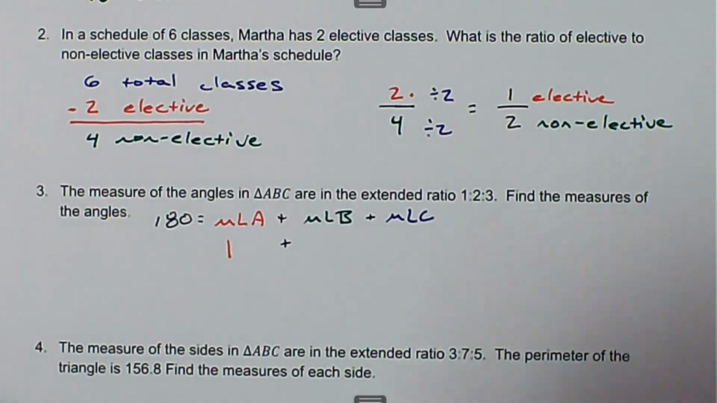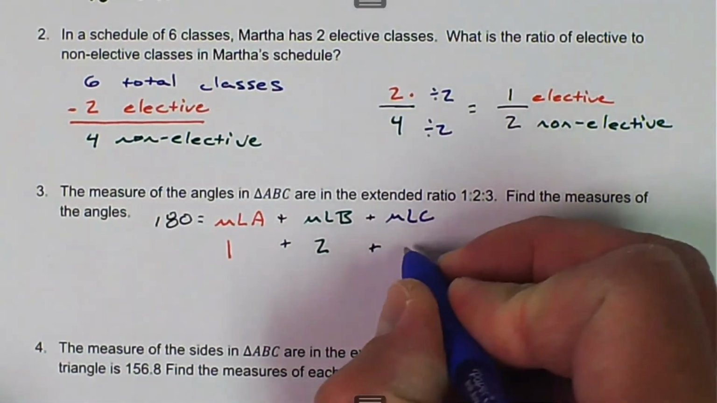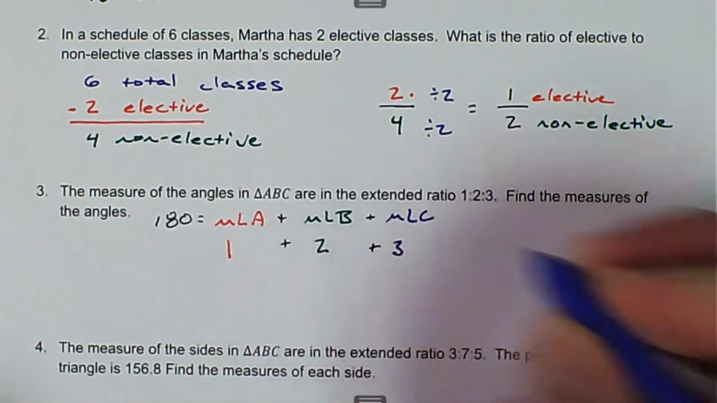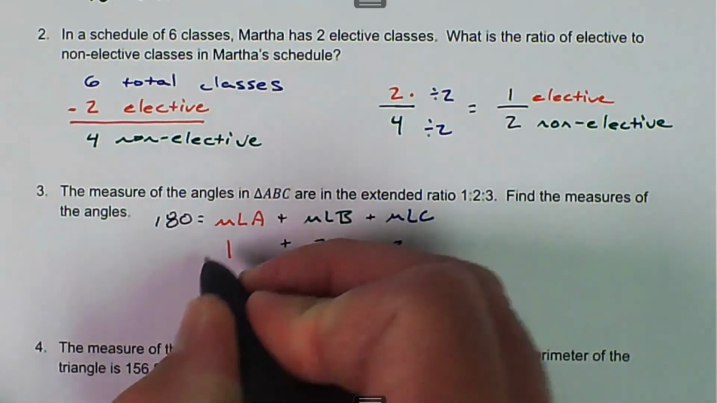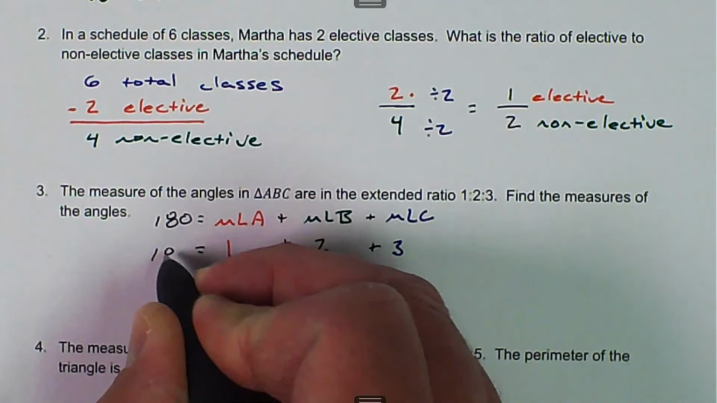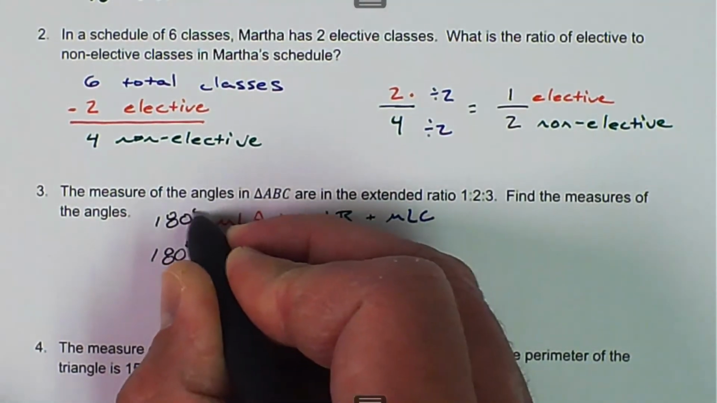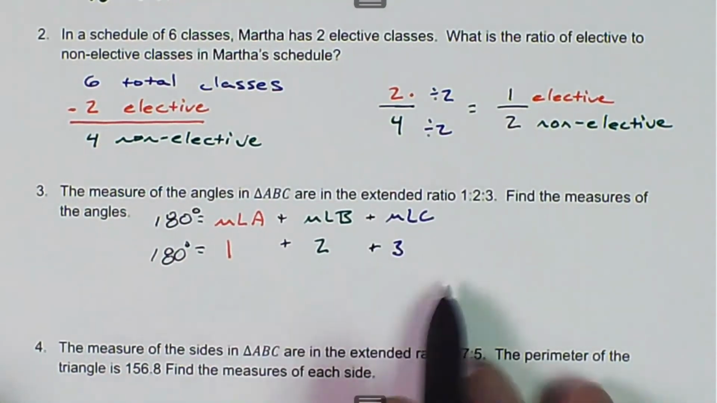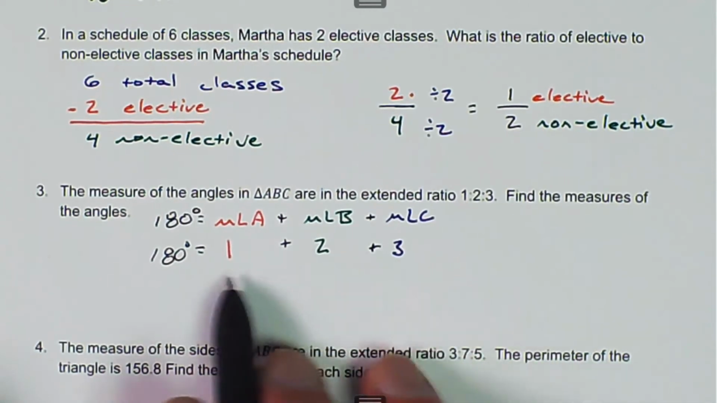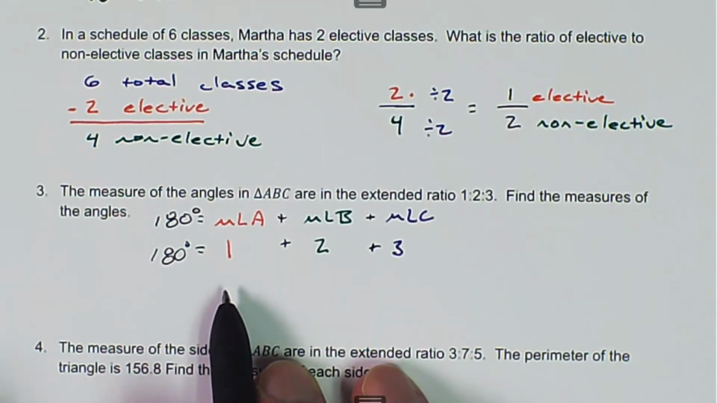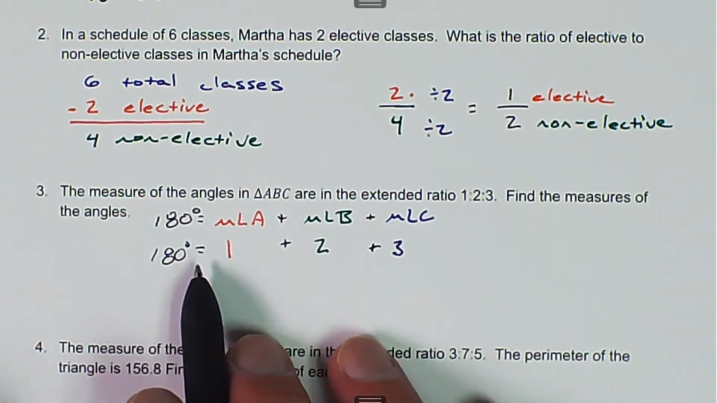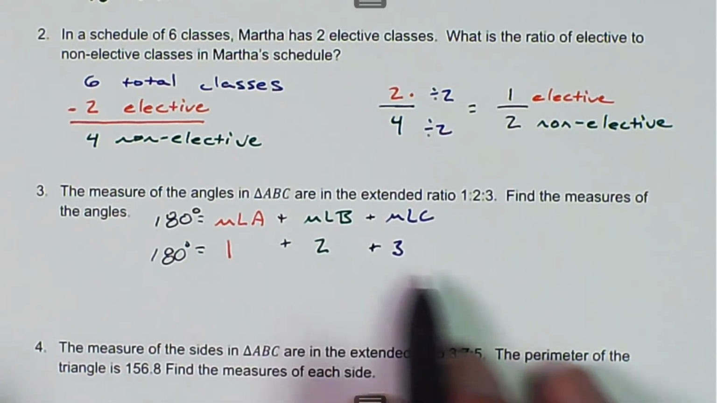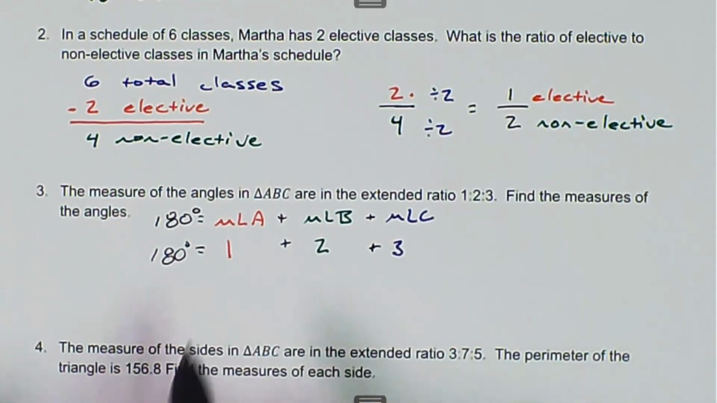We're going to put 2 here. And we're going to put 3 here. And those have to be equal to 180 degrees. Now, if we add these together, 1 plus 2 plus 3 is 6. So that does not add up to 180 degrees. But the ratio has to be the same.